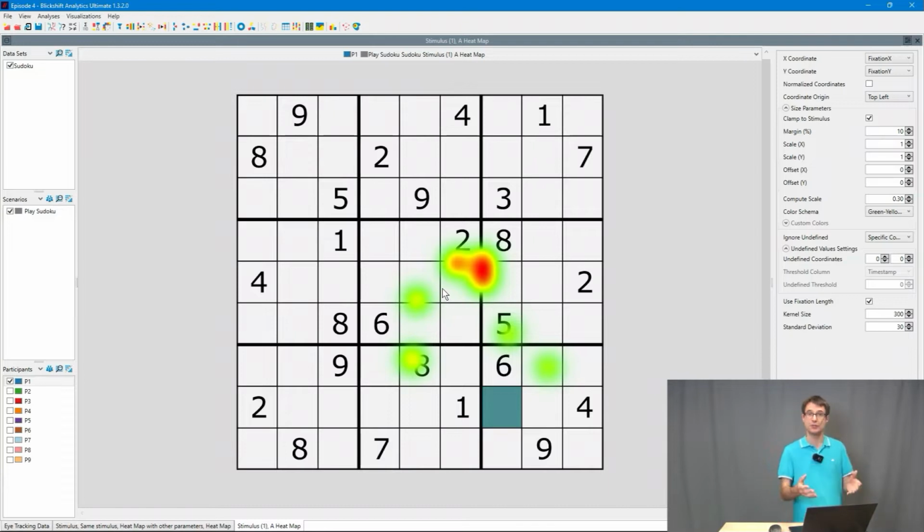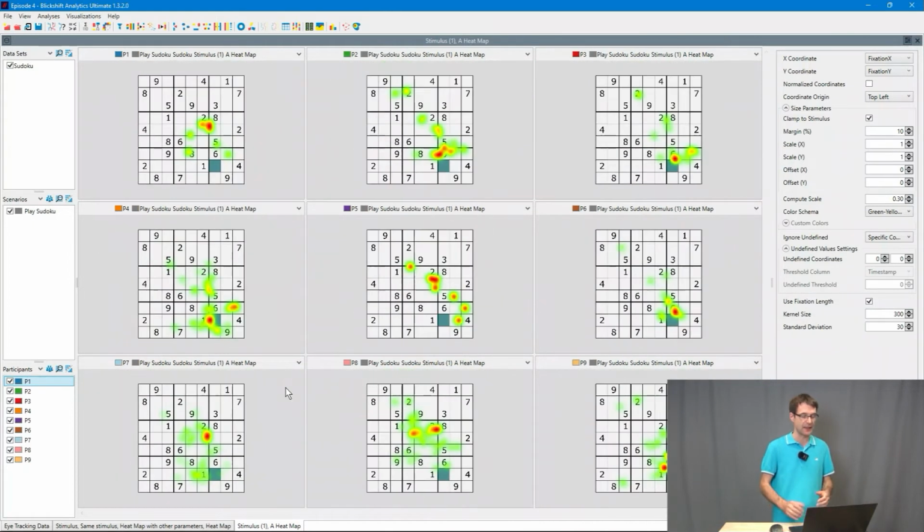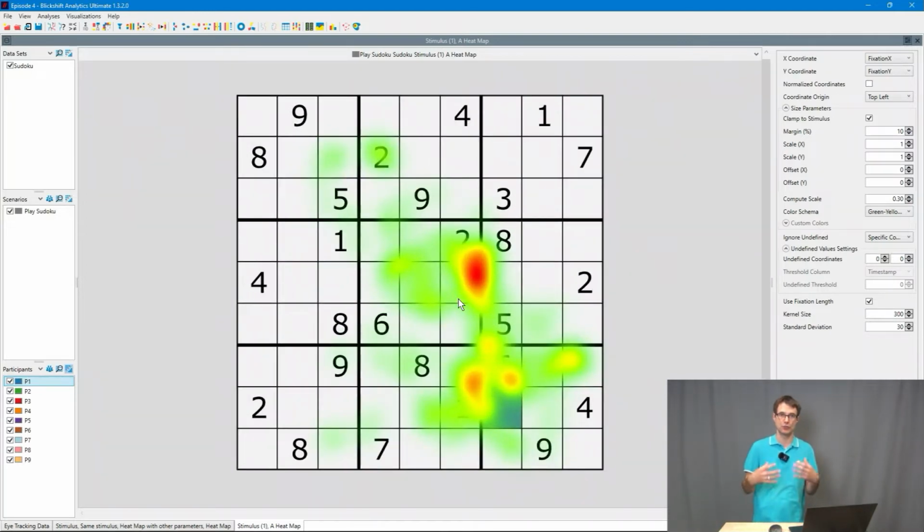So here we can see the Sudoku game, which I've shown you in the previous episodes, and we can see the distribution of the attention of player number one. We can also visualize the other participants as well. Here we have 9 participants in the experiment, so we can see nicely the attention distribution of these 9 participants in the experiment. We can aggregate these 9 participants into one heat map showing the overall distribution of attention of the 9 players.